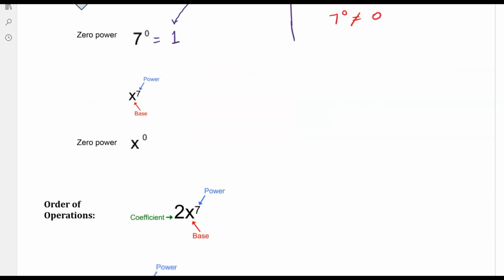In the next example, we have a variable x as our base, but that doesn't change the definition of exponents. If I have x raised to the 7th power, that just means that I want to use x as a factor 7 times. Remember that when we write variables next to each other, that implies that they're multiplied together. So as long as I have 7 x's right there, that means they're multiplied together. Now, I don't know what that number is because I don't know what value x has.